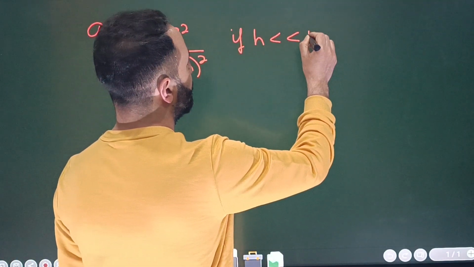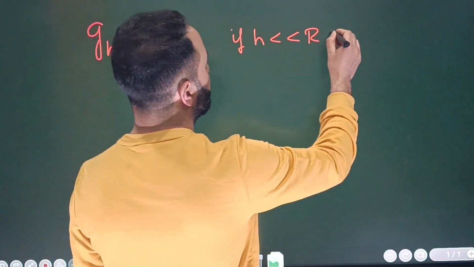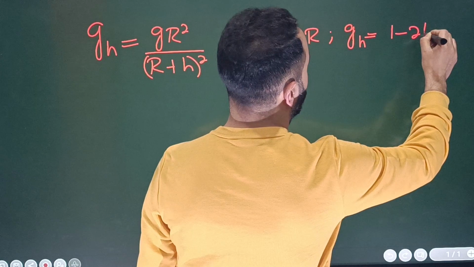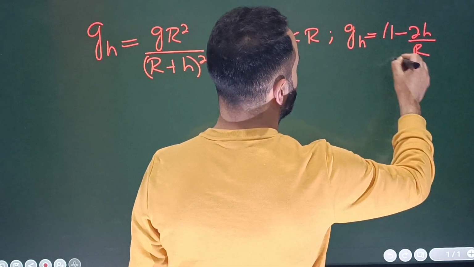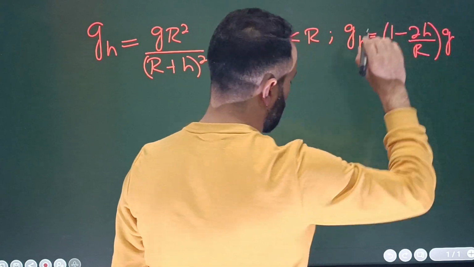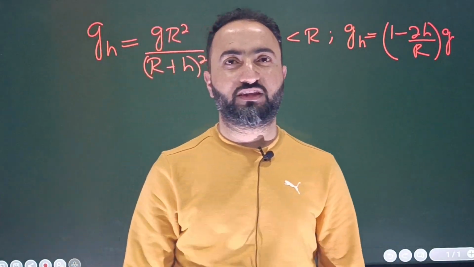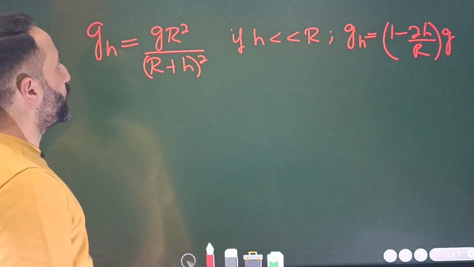If h is very small compared to R, in that case the acceleration due to gravity becomes equal to (1 minus 2h divided by R) multiplied by g. Okay. We have discussed this equation already, when we studied the variation of acceleration due to gravity, perhaps in lecture number 2. Okay. So next?